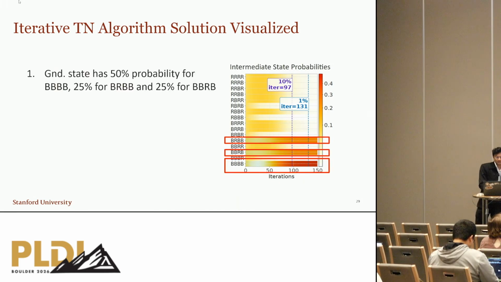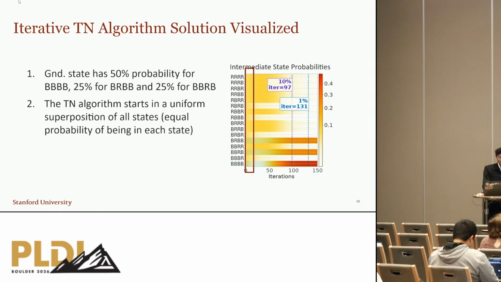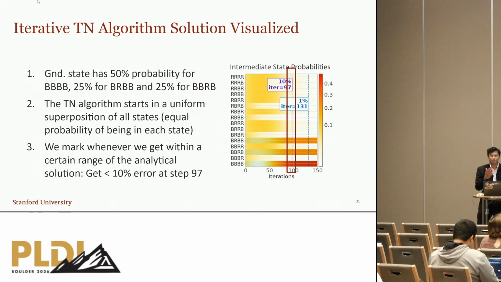To see if it works, we can just see at the very end, you'll see around 0.5 weight of the heat map for all blues, and around 0.25 color for the second or the third node being red. At the start of this algorithm, of course, we started in a uniform mix or superposition of all states, and we can mark positions whenever we get within a certain percentage error from the solution. So at the 97th iteration, we are at around 10% error.